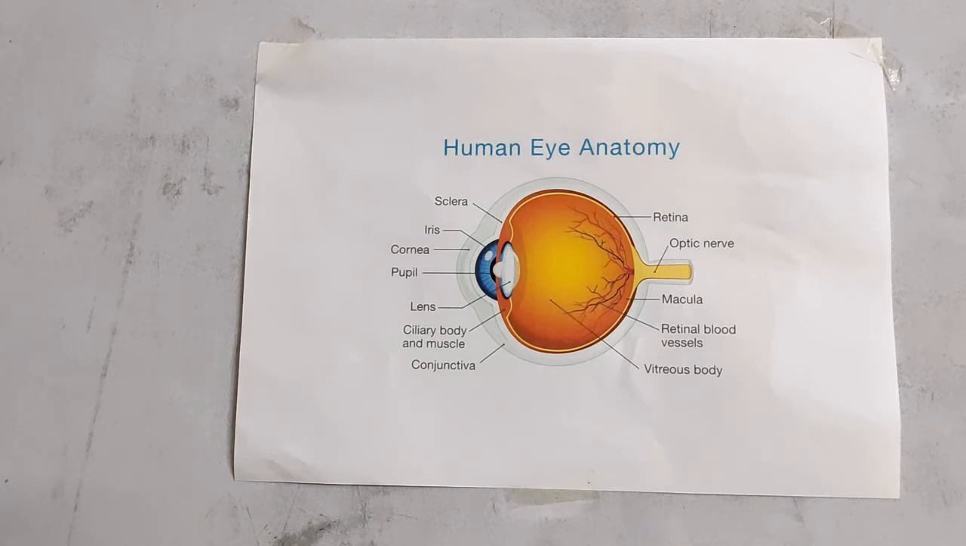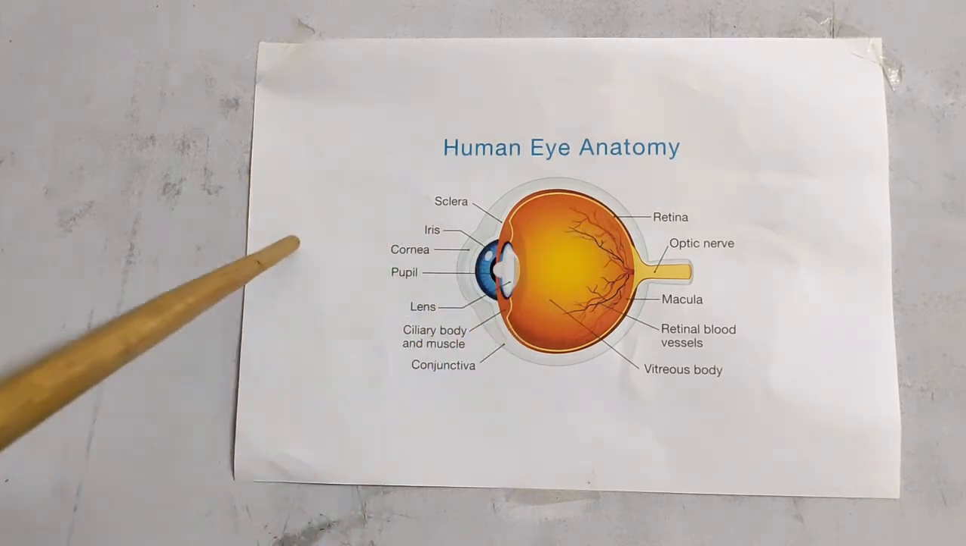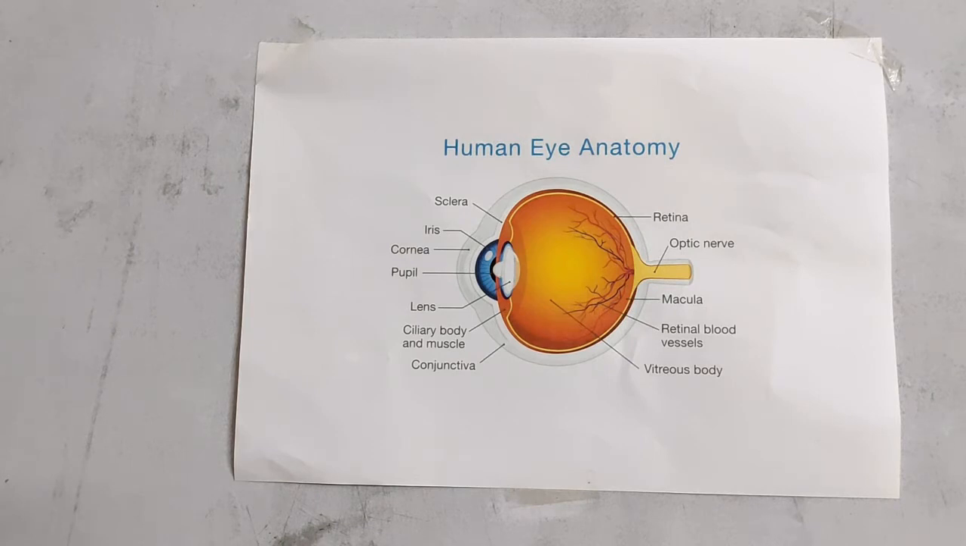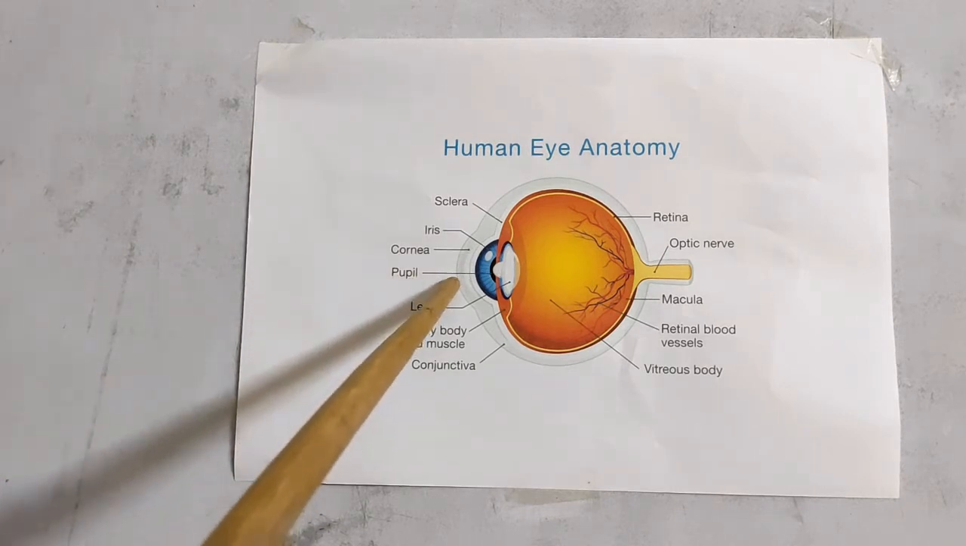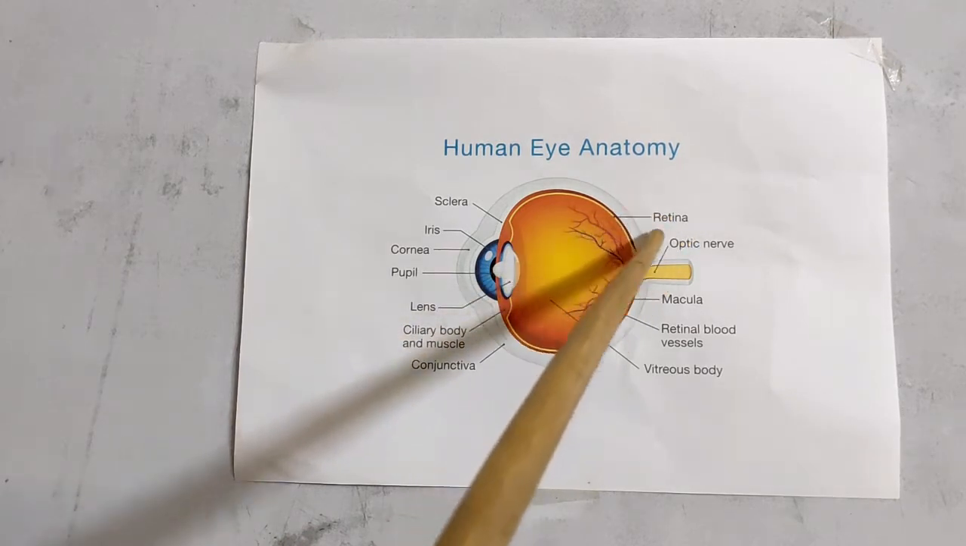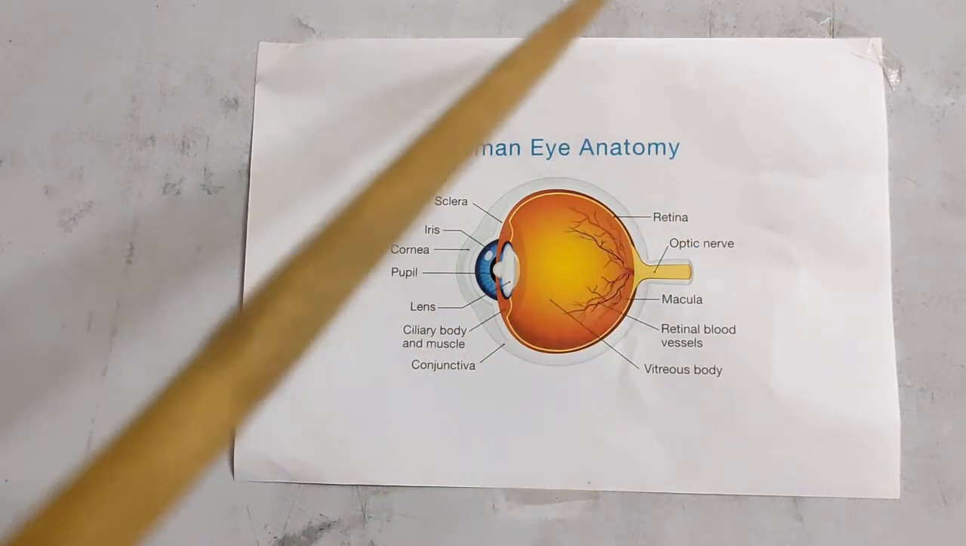Rods basically sense the amount of light entering our eye. What amount of light has to enter our eye? The rod will sense that, right? Then we have another sensor called cones. Cones detect the color of light entering the eye. So what color of light is entering our eye? The wavelength of light which is entering our eye is sensed by a sensor which is present on the retina.